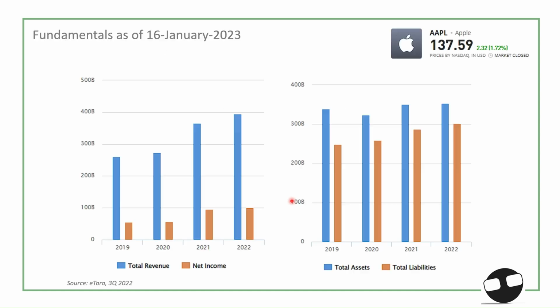So for the fundamental analysis, here are some figures from Apple as of January 16, 2023. But these figures were actually extracted from eToro, and that's as of third quarter 2022. So total revenue is uptrend, net income is also uptrend, good figures for total assets, very stable, as well as total liabilities.